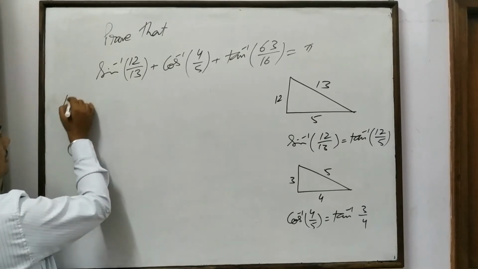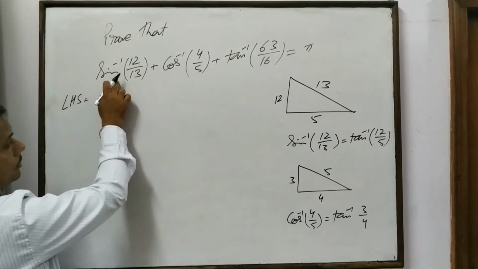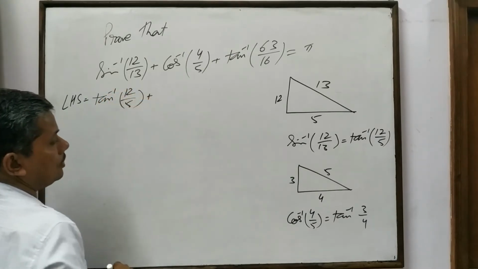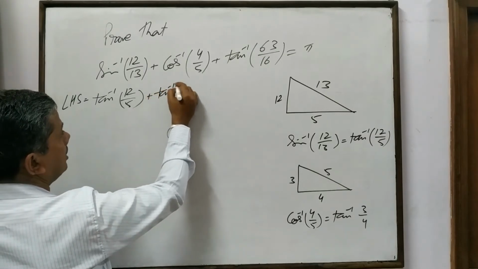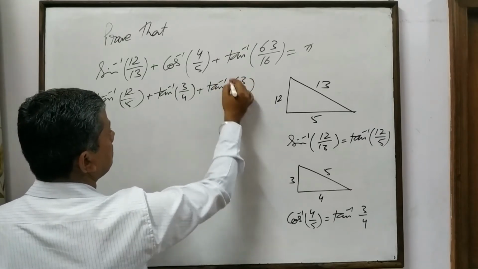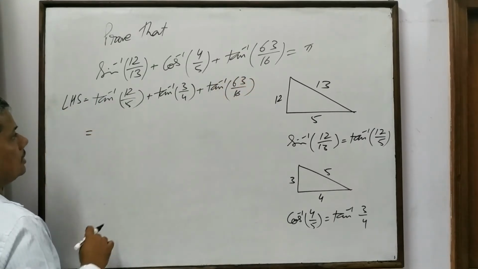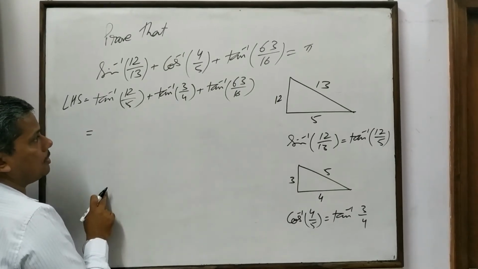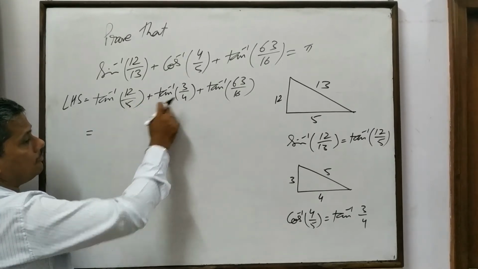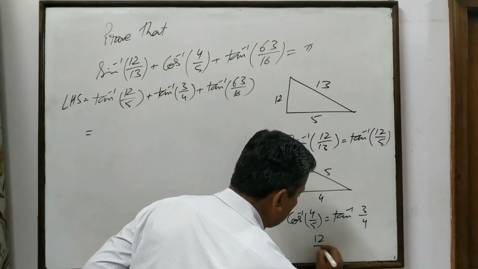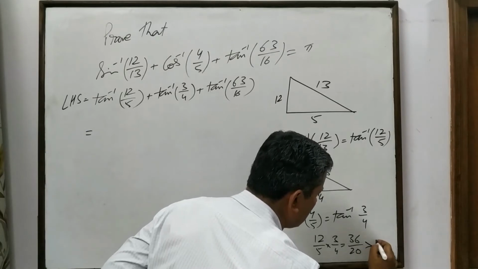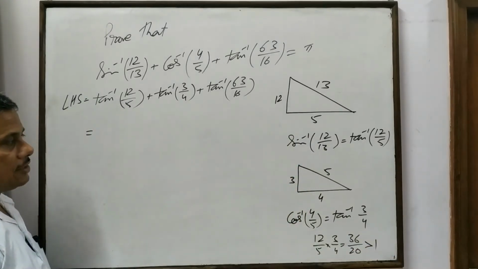So taking the left hand side, sin inverse 12 upon 13 can be written as tan inverse 12 upon 5, plus cos inverse 4 upon 5 which is tan inverse 3 upon 4, plus tan inverse 63 upon 16. Now this is tan inverse x plus tan inverse y. But in this case, if you notice, multiply x into y: 12 upon 5 multiplied by 3 upon 4 is 36 upon 20, which is greater than 1. So xy is greater than 1.